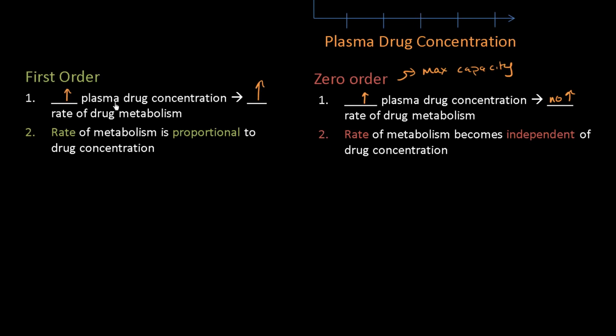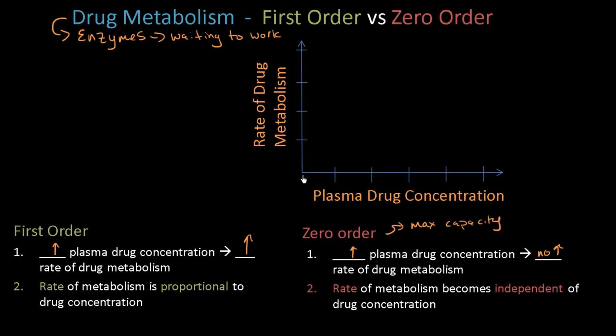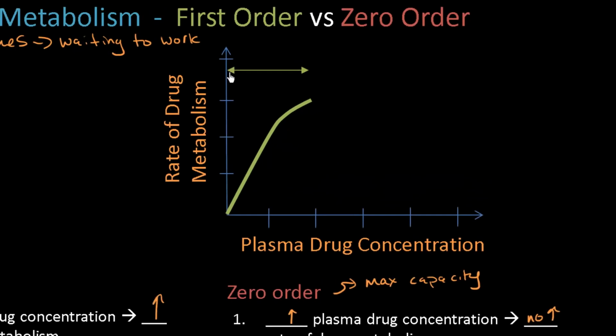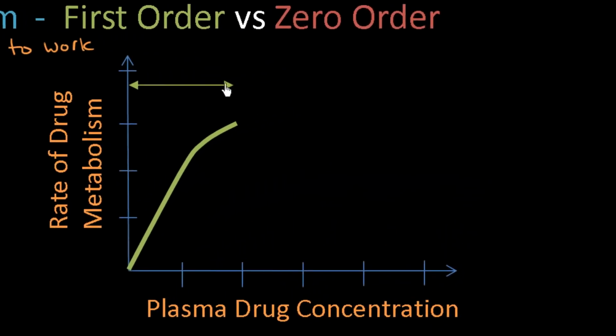So let's start off by drawing first order elimination. So remember, as the plasma concentration is going up, we expect the rate of drug metabolism to go up as well. So on the graph, as I move to the right, which is increasing the plasma drug concentration, we expect the rate of drug metabolism to go up as well. And that is what we see right here. So this is happening first. This is happening at the lower plasma drug concentrations. This is the first order kinetics, or first order elimination.